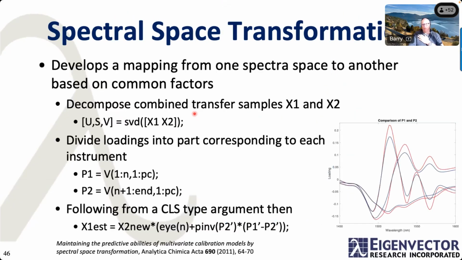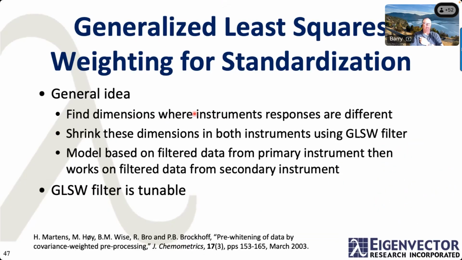There's also the spectral space transformation method, which is a CPACT thing. We've had good luck with that. It develops a mapping from one spectral space to another based on common factors. And I won't go through the math on that right now. And we've also had good luck with generalized least squares weighting for standardization.